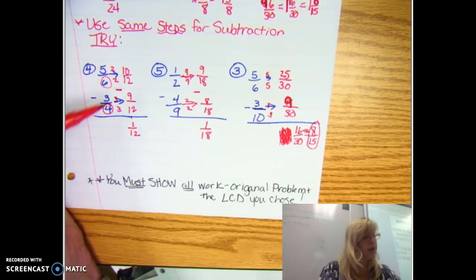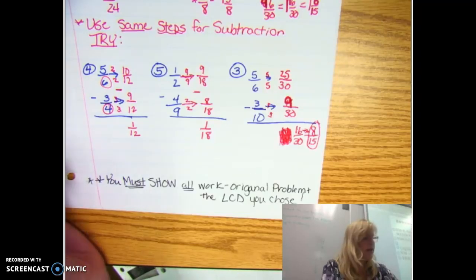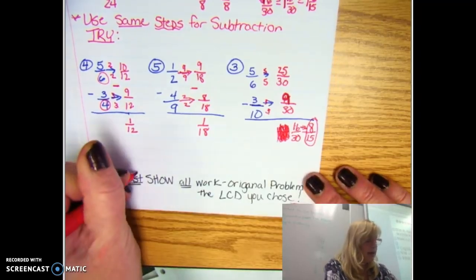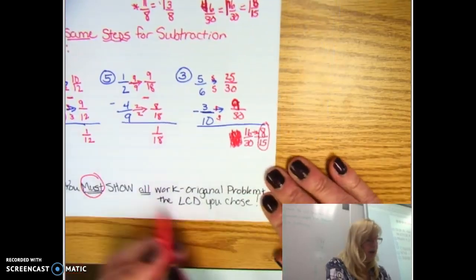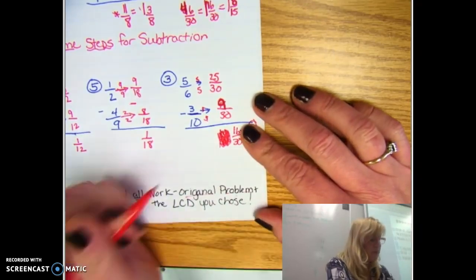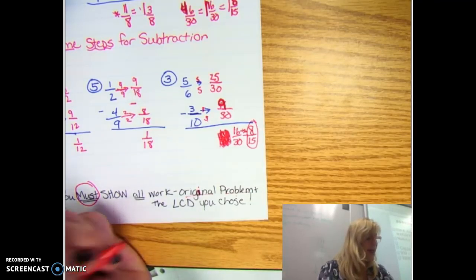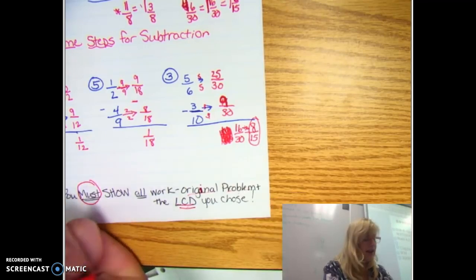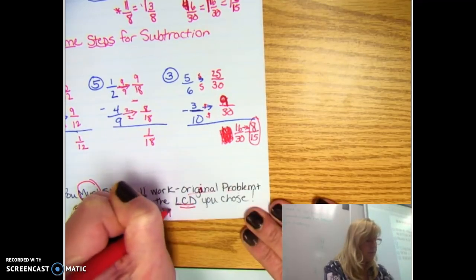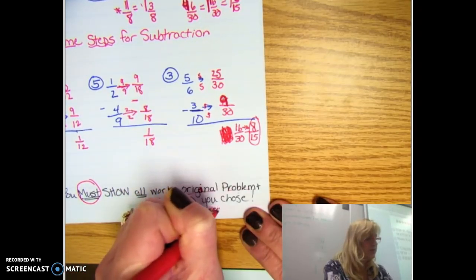This is going to be true. You will lose points if you do not show your work on this assignment, on the quiz, and on the test. Even if you say, I can do this in my head, you must show all work. That includes the original problem. Sorry about the typo. Original problem and the LCD fraction that you chose, plus the process and any reducing. So I'm going to write that plus process and reduce.